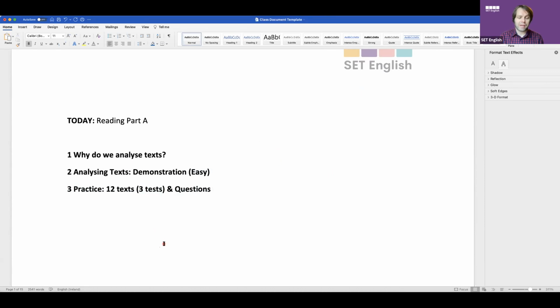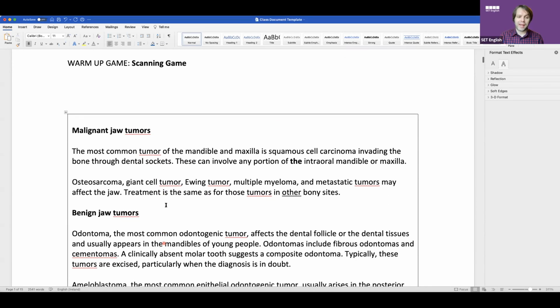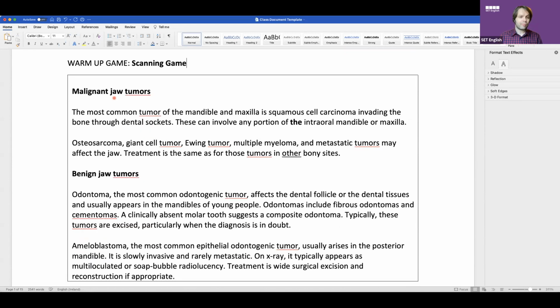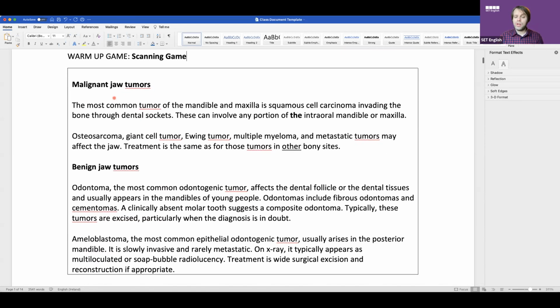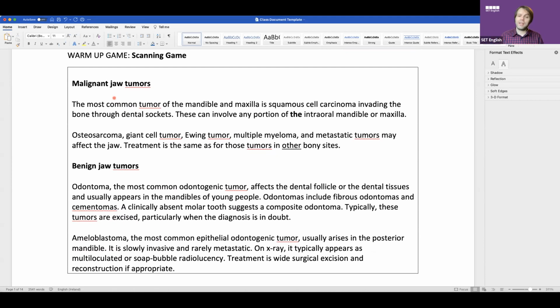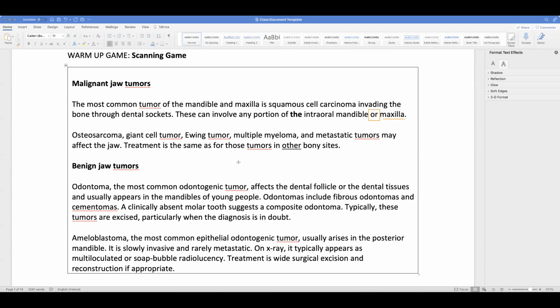Let's start though with a quick game. We're going to play my scanning game, guys, just to warm up. In the scanning game, I say a word and you just need to find the specific word that I say. So for example, if I say maxilla, what is the word before maxilla in this text? Can you find it? Yeah, it's here, right? So in this game, you've got to find the word and tell me the word before the word that I say. So for example, if I say Ewing, you will all say tumor.